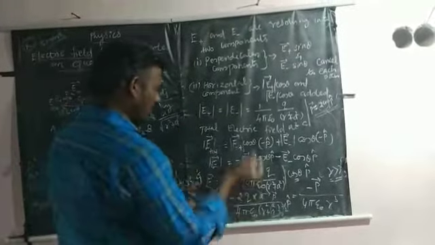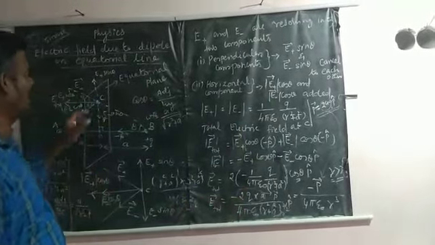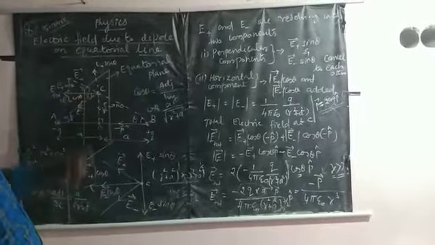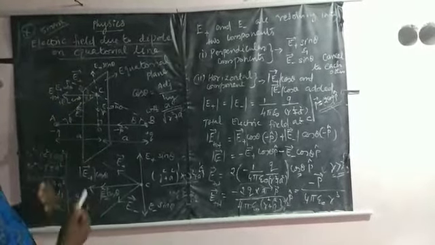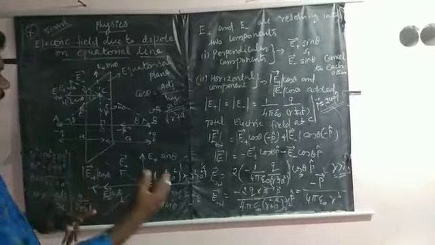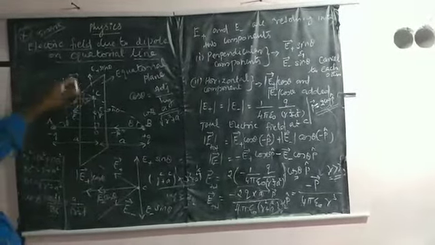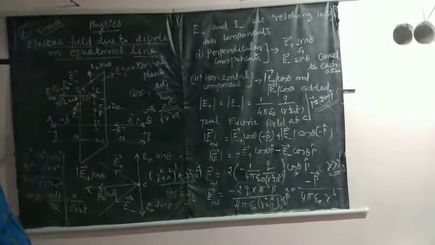This value, how will it be? Compared to calculating on the axial line, it will be 1 by 2 times. That is, the electric field due to the dipole on its axial line is equal to twice the electric field due to the dipole on its equatorial line. Okay, the value calculated on the axial line is 2 times like this. Okay, this is the total electric field at point C due to the electric dipole on the equatorial plane.